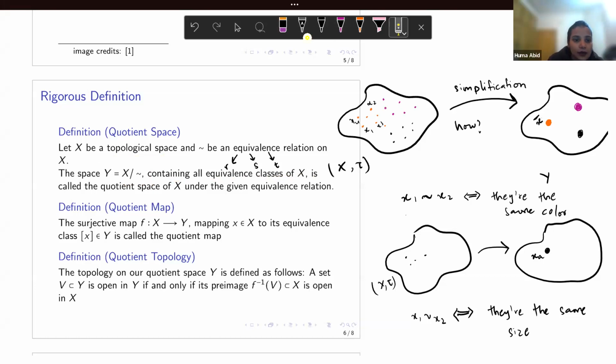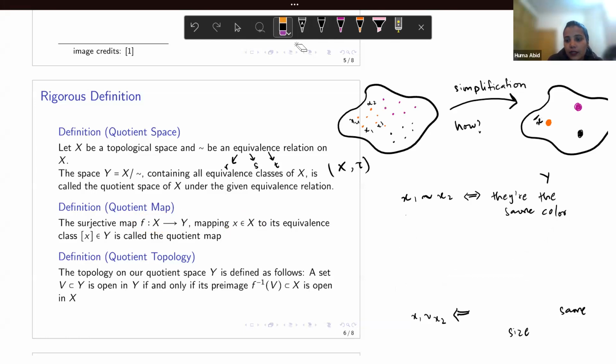Now, in order to represent your equivalence relation better, we most of the time use a quotient map. So a quotient map is basically a map from your original space into your quotient space. It has to be a surjective map that maps each element x to its equivalence class in Y, right? So I'm going to erase this part and stick to our original example here.